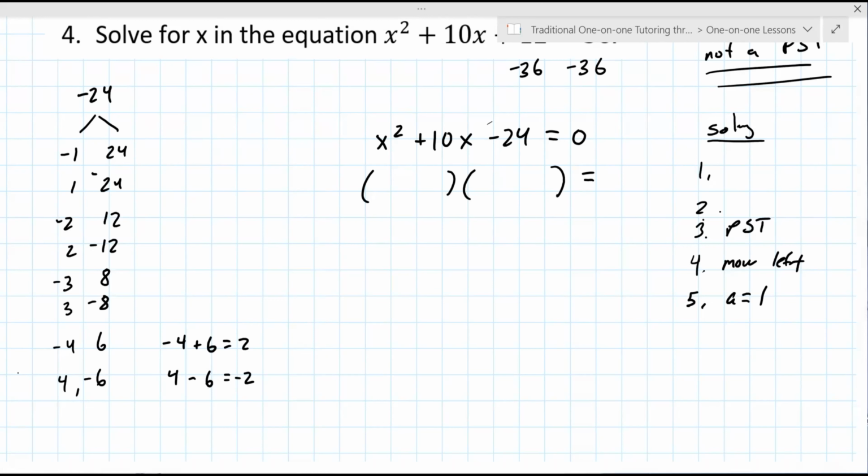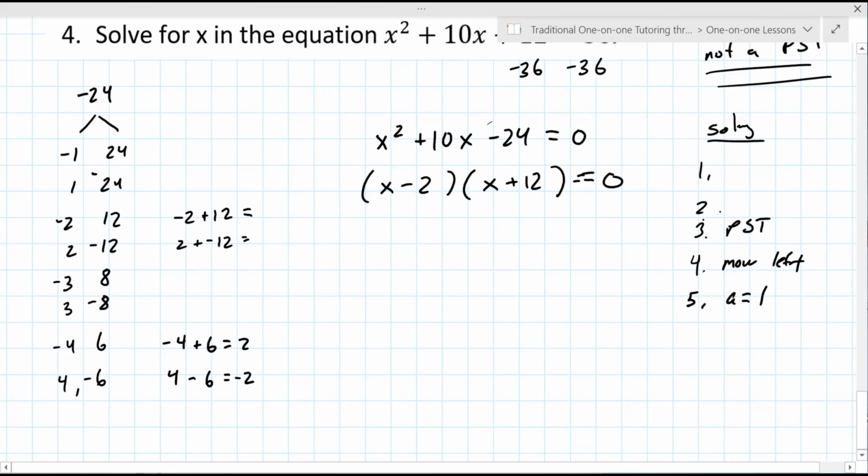So the negative 2 and 12. Sorry, the 2 and the 12. Yes, but which one? Because negative 2 plus 12 and 2 plus negative 12 add up to two different numbers. Which one is it? Negative 2 plus 12. Yes, so that becomes x minus 2, x plus 12 equals 0.